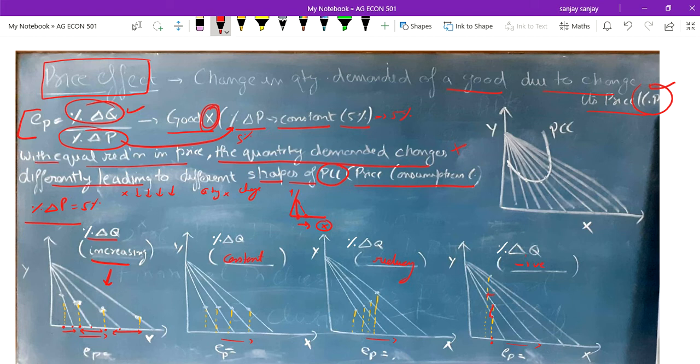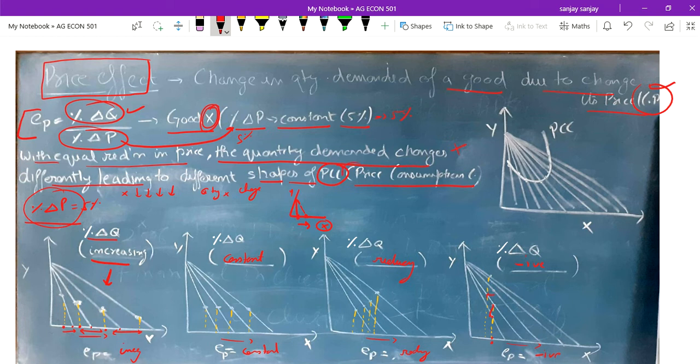So what is the value of price elasticity of demand? Price elasticity of demand: you can see the numerator is increasing and the denominator is constant, so it is definitely increasing. And when both the numerator and denominator are constant, it will remain constant. Where the quantity demanded reduces, price elasticity will reduce and be negative here.